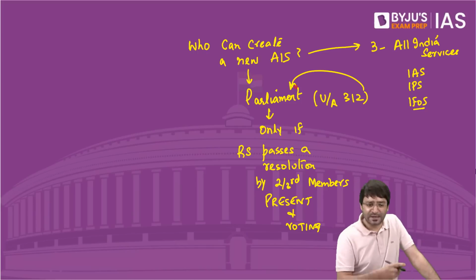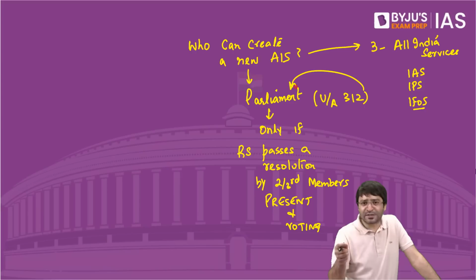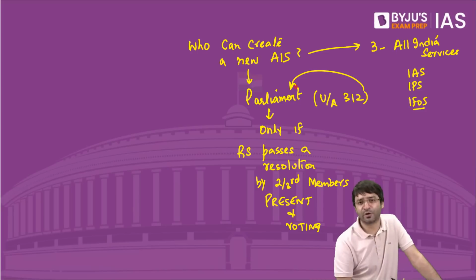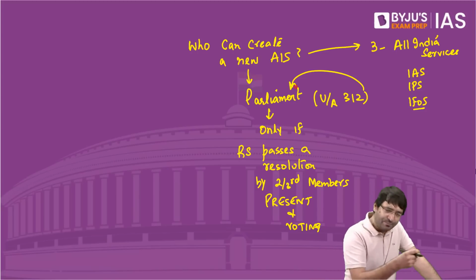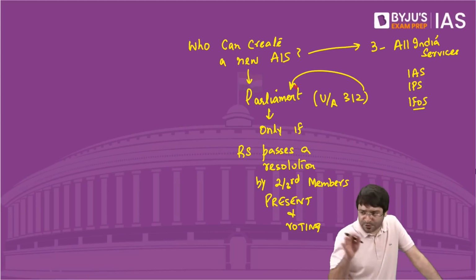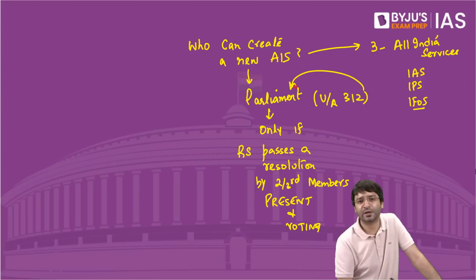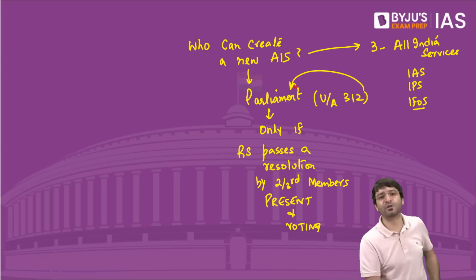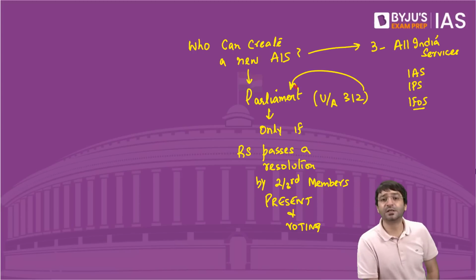The special power under Article 249: Parliament can make a law on the state list in national interest only if Rajya Sabha accepts it, only if Rajya Sabha passes a resolution by 2/3 majority. Can Parliament create a new All India service? Yes, but only if Rajya Sabha passes a resolution by 2/3 of the members present and voting. So Article 249, Article 312, Article 67 Clause B, these are the special exclusive powers available with Rajya Sabha. These powers are not available with Lok Sabha.